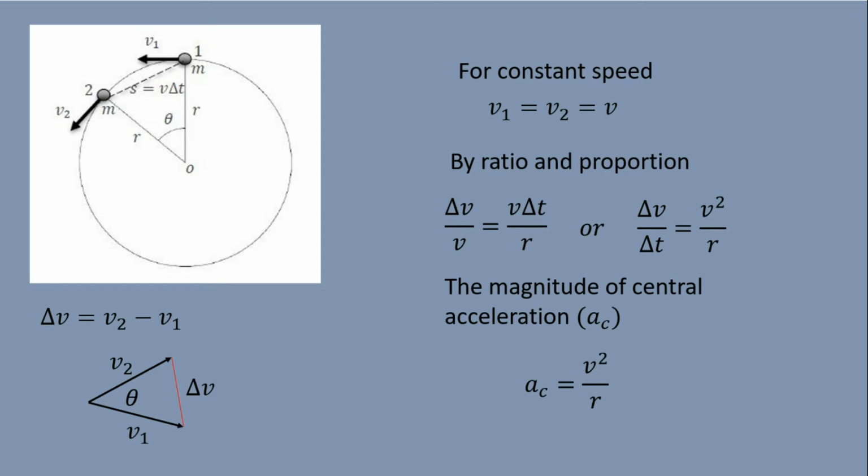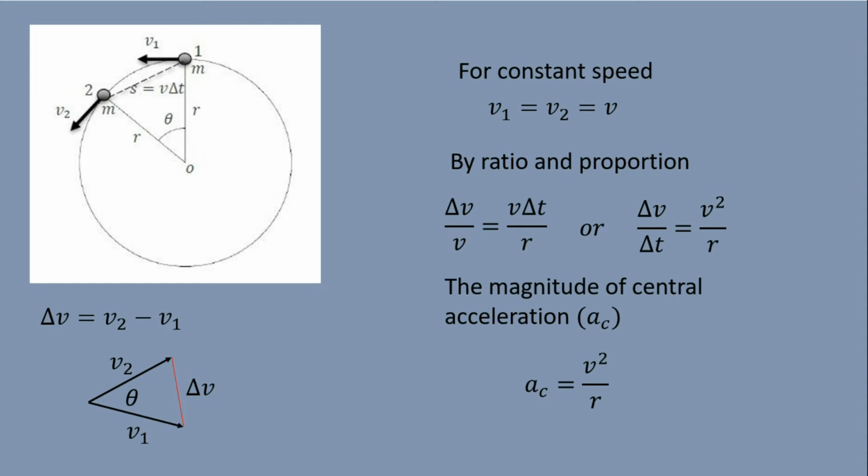So for constant speed, we have V1 is equal to V2 which is equal to V. So since constant lang tayo or uniform yung ating velocity. So by ratio and proportion, we have delta V as you can see in the illustration, delta V over V. So that is equivalent to S over R, or yung formula ng S natin is V delta T. So by cross multiplication, we have delta V over delta T which is equal to V squared over R.